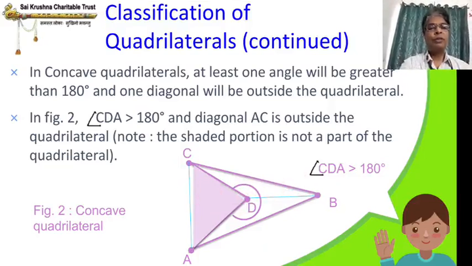So now the definition, if you go back: at least one angle will be greater than 180 degrees and one diagonal, that is here diagonal AC, is outside whereas BD is inside. So both the conditions are satisfied. This is a concave quadrilateral. You can just pause the video, note down these points for future reference and then move forward.